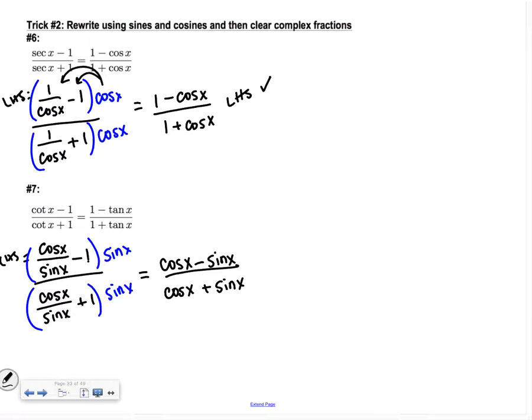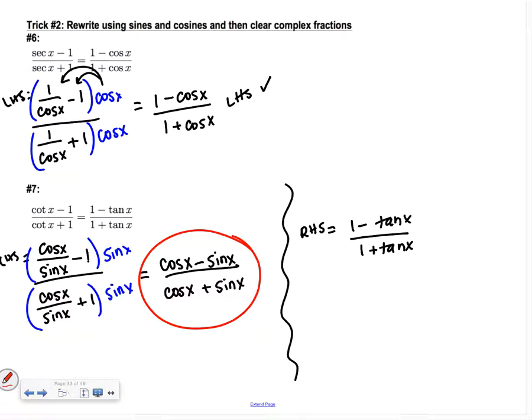Okay, so this is not giving me what I wanted. I wanted that 1 minus tangent of x. So one thing that I will do sometimes with my pre-calc class is sometimes I work from the right and the left. So let's try that here. So my right-hand side is 1 minus tangent of x over 1 plus tangent of x. And if I can get it to equal what this is, then I'm good, because I've proven my left hand equals my right hand. It's kind of like working backwards at this point. So I'm going to write it as sine of x over cosine of x.